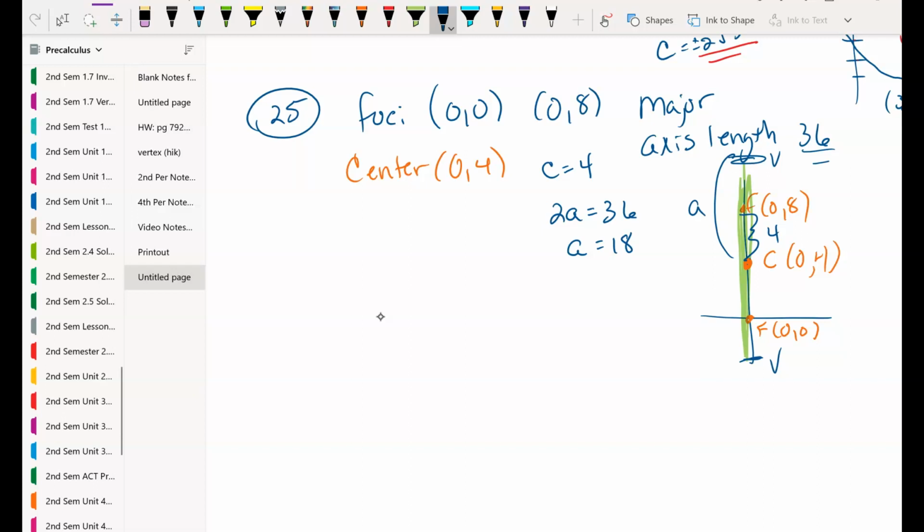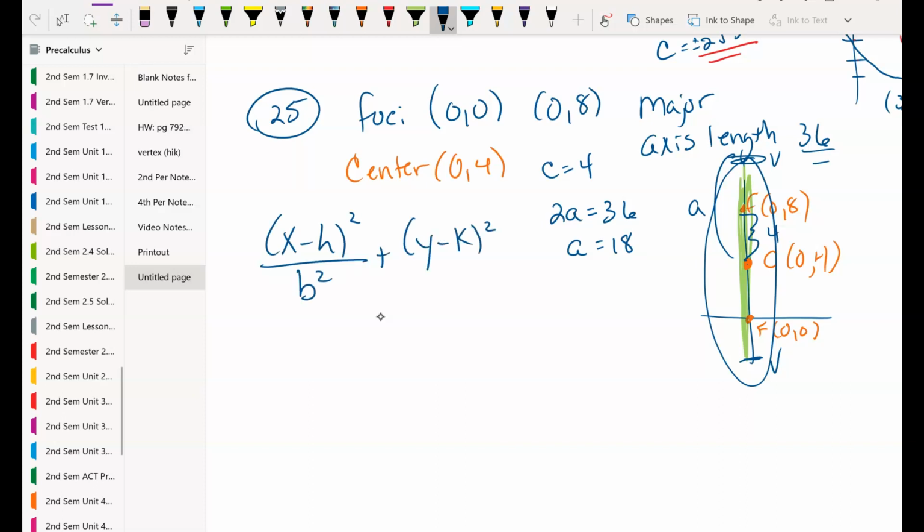Plus, what form is this one going to be? Well, this one's going to be long because of where the foci are, going vertically. So the form of the equation I'm working with is the quantity x minus h squared over b squared plus the quantity y minus k squared over a squared is equal to 1. So notice we have a, we have the center, but we don't have b, or b squared.